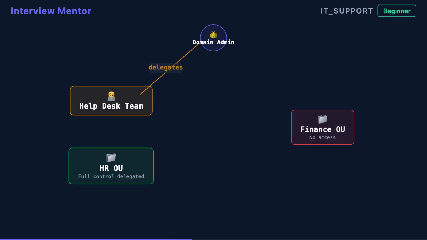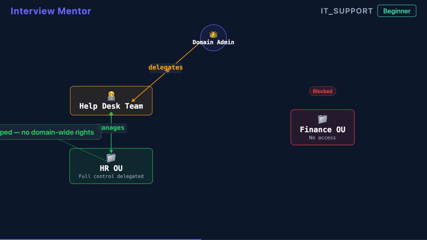One of the biggest benefits of OUs is delegation of administration. You can grant a specific person or team control over just one OU, without giving them domain-wide rights. So your help desk team can reset passwords in the HR OU without having any access to the finance OU.